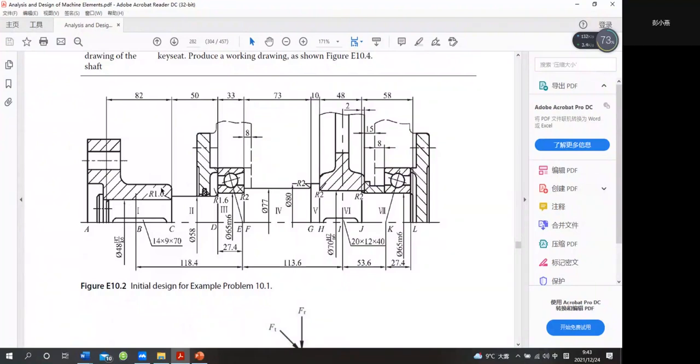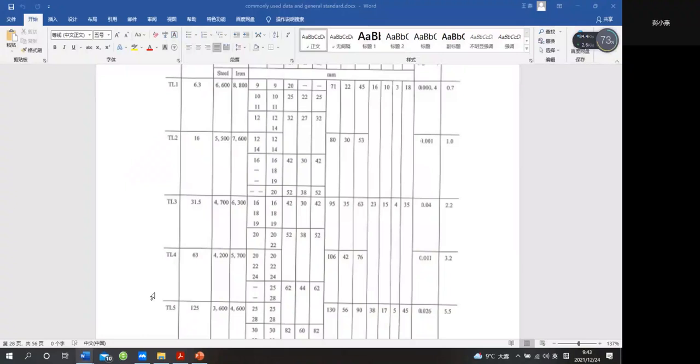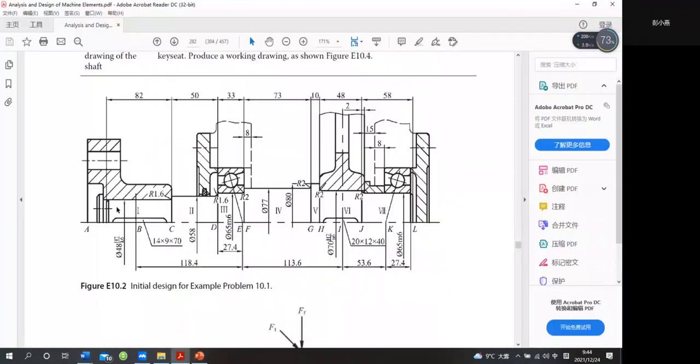And on segment A, a half coupling is mounted. This length is the length of the half coupling, the L. And this length is the mating length. Okay? This is the length of the half coupling, and this is the length for mating with the shaft, okay? So on segment A, the half coupling is mounted, and on segment B, a bearing cover is mounted, okay?